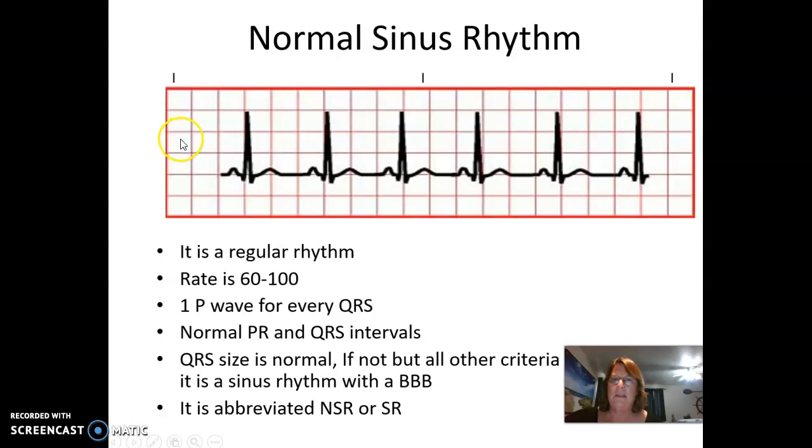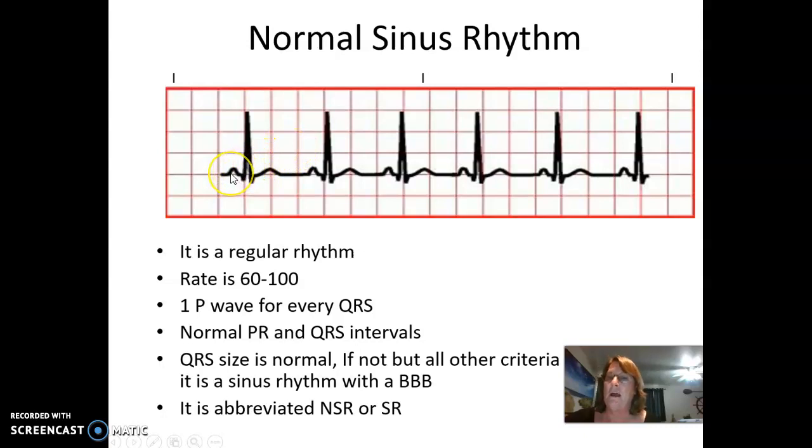Do I have one P wave for each and every QRS? And I see I have a nice normal rounded looking P wave, and it looks the same. It looks symmetrical. It looks pretty much the same as it's going across the strip. Do I have normal interval measurements? Now you can see the big boxes here, which is 0.20, but it's really hard to see the little baby boxes that are in it.